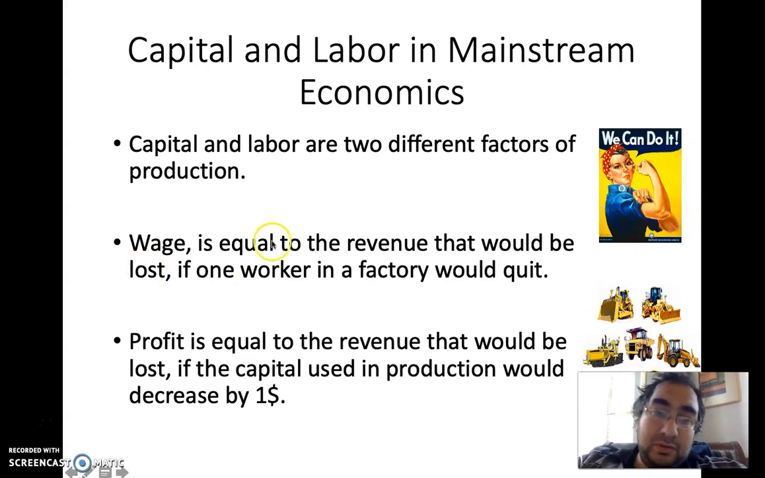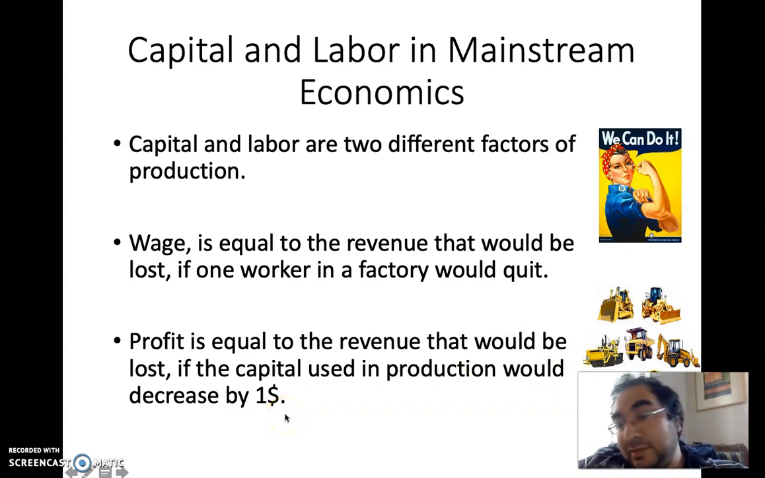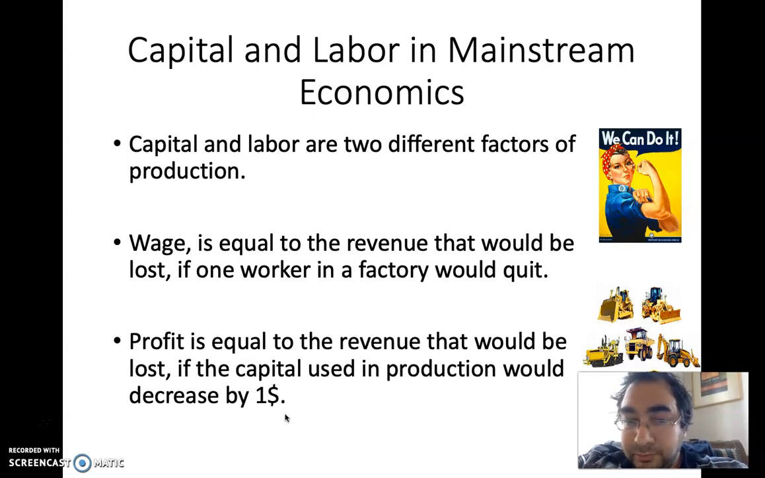Under these assumptions, wage is equal to the revenue that would be lost if one worker in a factory would quit, and profit is equal to the revenue that would be lost if capital used in production would decrease by $1, which means the quality of some machine or something will decrease by $1. So how will productivity fall if this $1 is reduced? If you're interested in neoclassical economics and don't know it, probably most of you have already taken an Introduction to Economics course. But if you didn't, and you want to know more, you can ask me and I can suggest readings. You can also easily find resources on it yourself.